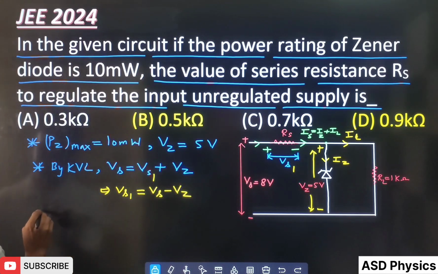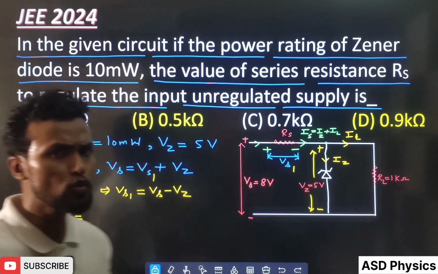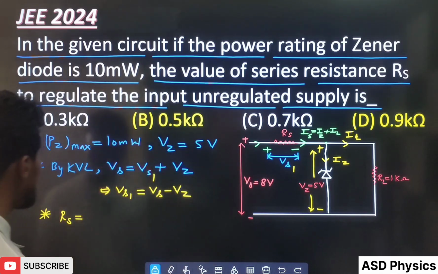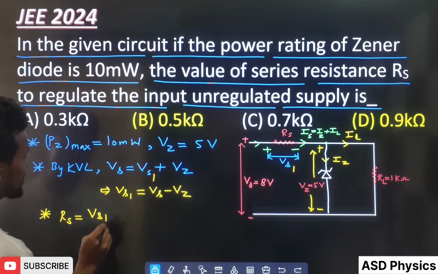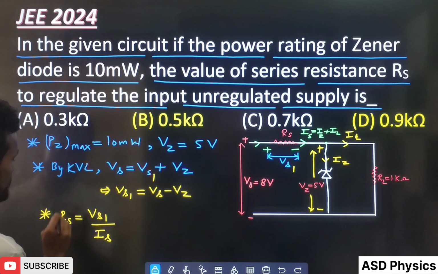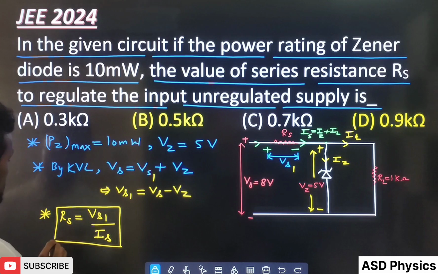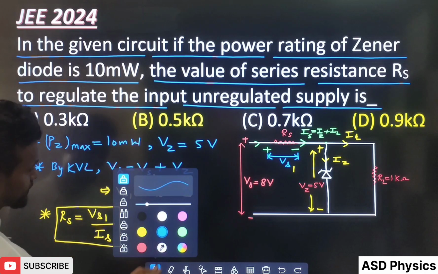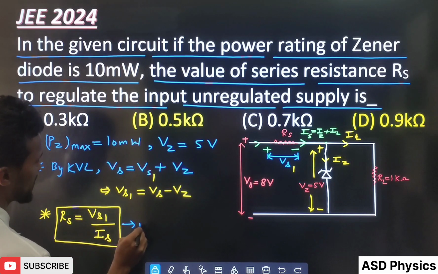Now students, if I want to calculate the value of RS, by Ohm's law we know V equals IR, so R equals V by I. The voltage I have taken here is Vs1, and the current is IS. So the complete story will revolve around this. Great. Now let's make this equation 1.